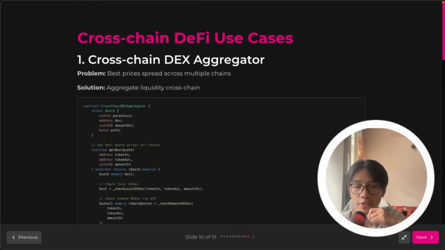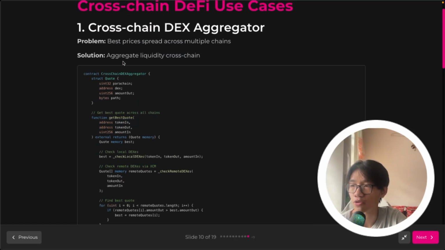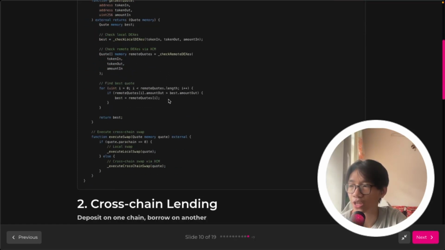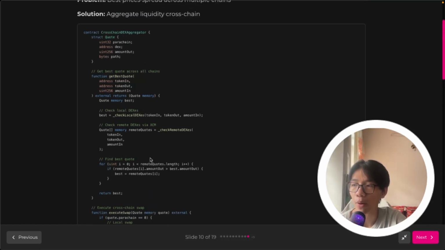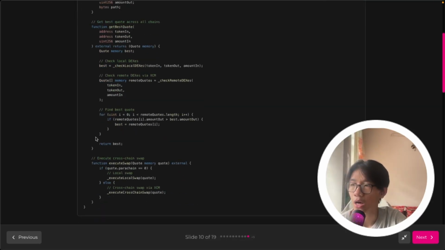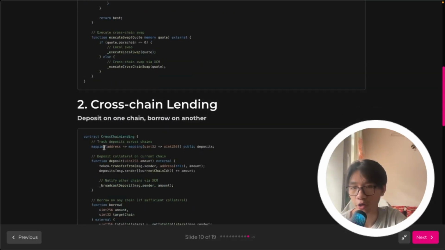There are some cross-chain DeFi use cases. First, a cross-chain DEX aggregator. The best prices are spread across multiple chains, so you can write a smart contract to aggregate the liquidity across the other chains. With Hyperbridge and parachains, if you do a local swap, it swaps directly on the parachain, like Asset Hub. If you do a cross-chain swap, you can aggregate the data across, for example, external chains with Hyperbridge, or native parachains with XCM. In that way you have all prices aggregated in one smart contract.